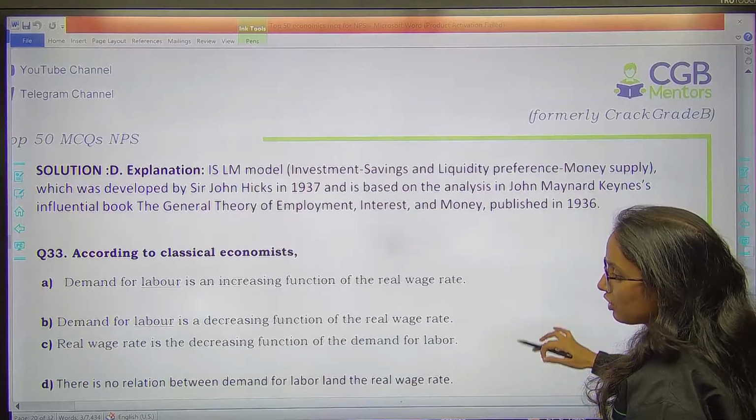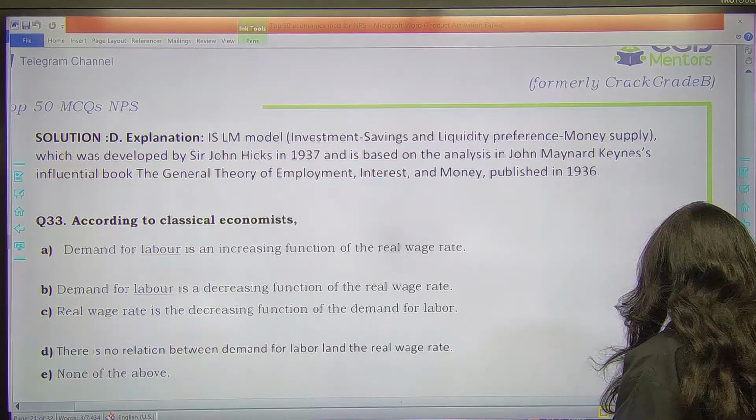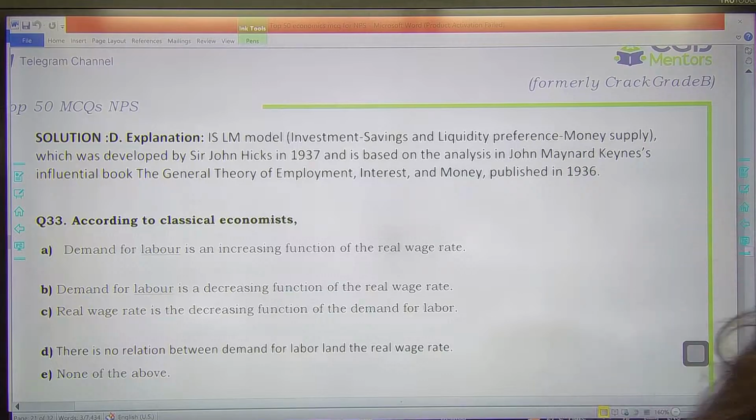According to classical economists, which of the following statements are correct? According to classical economists or the classical model, which of the following statements are correct?